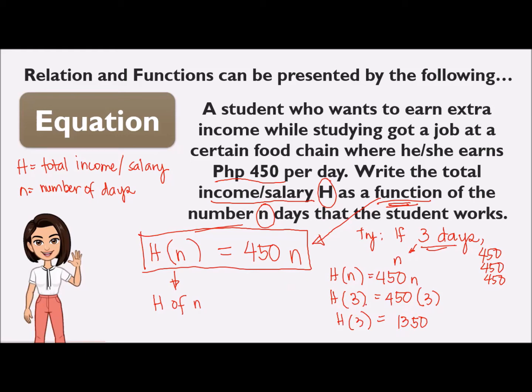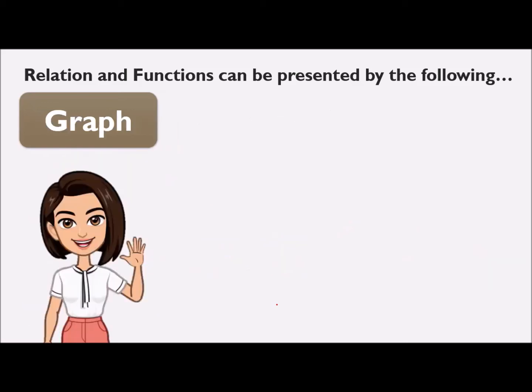And this kind of solution will be elaborated on the next topic, which is the evaluating function. So, next topic pa yan. So, mag-focus muna tayo kung paano gumawa ng function. So, ito yun, 450n. H of n is equal to 450n. Okay? Next one, sa graph.